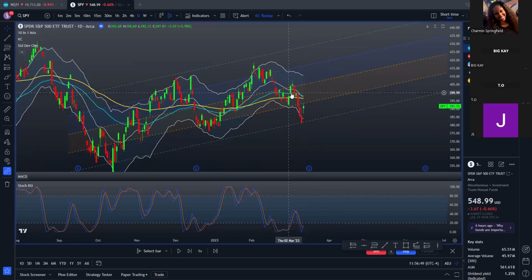So if I'm seeing the 50 above the 100, as long as the 50 is above the 100, we're going to be playing it up. Now, this is still a little choppy, but it still worked.